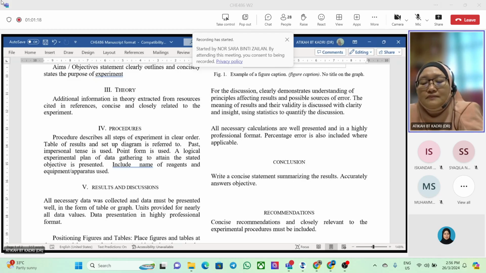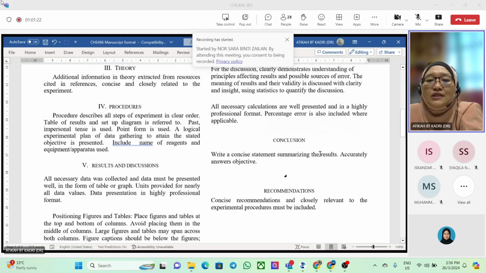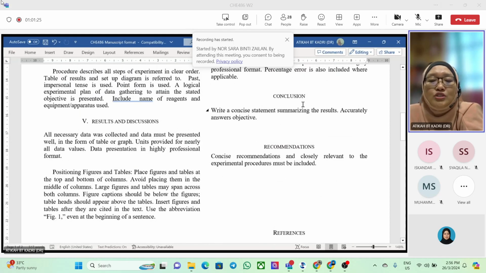Understood. Okay, alright. So that is for results and discussion. As for the conclusion, I'm expecting you to write only one paragraph. Don't go on and on. Write a concise statement to summarize the results, and eventually this conclusion should answer the objective.